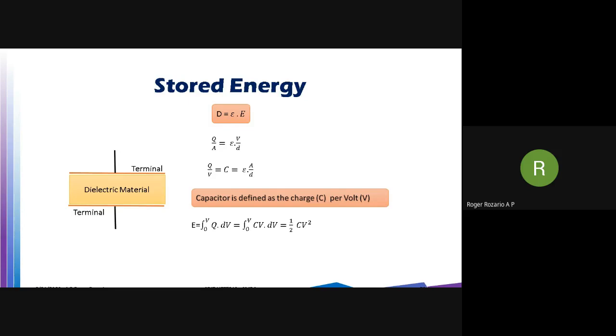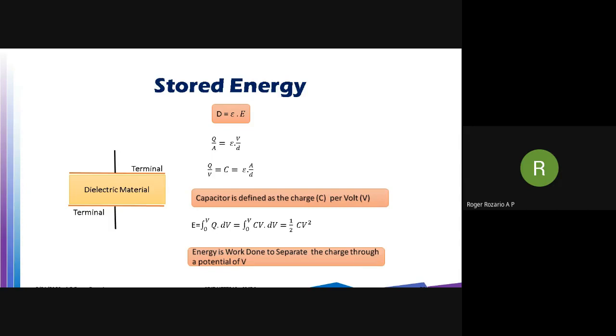Q into dV. So instead of Q, I can write it as C into V. Just look at the previous equation, Q by V equal to C. Instead of the charge Q, Q is nothing but C into V. I will write C into V, and you integrate this equation. C is constant, and when you integrate V into dV, it will become V square by 2. So what is the energy stored in the capacitor? E equal to half into CV square.